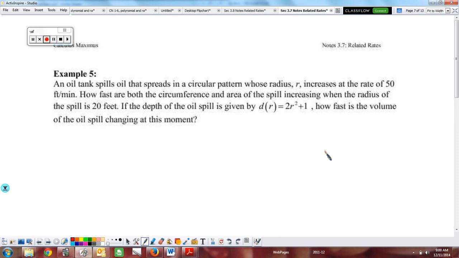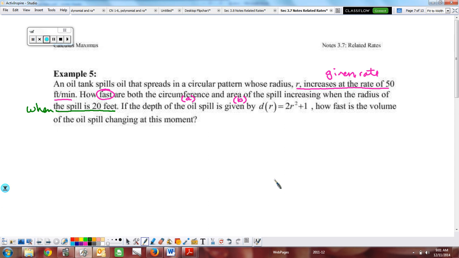All right, we're going to do one more example in this little set of notes, just because this is another geometry problem. You have an oil tank that spills oil that spreads in a circular pattern. Circular pattern, so we're talking circles here. The radius increases at a rate of 50 feet per minute, so I'm given a rate, so I'll underline that. Given rate. And then the question is, how fast are both the circumference and area increasing? So I'm looking at how fast, so I'm looking for a rate. Let's call A the circumference and B the area. And then here is my when. When the radius is 20 feet.